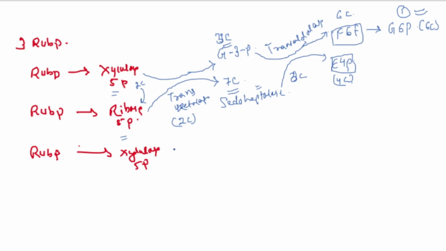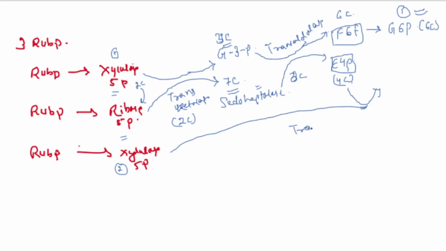So here comes the second xylulose, not third. This was the first xylulose and this is the second xylulose. Now this xylulose will interact with this erythrose 4-phosphate. And here which enzyme will work? In this case, the enzyme which will work is the transketolase.